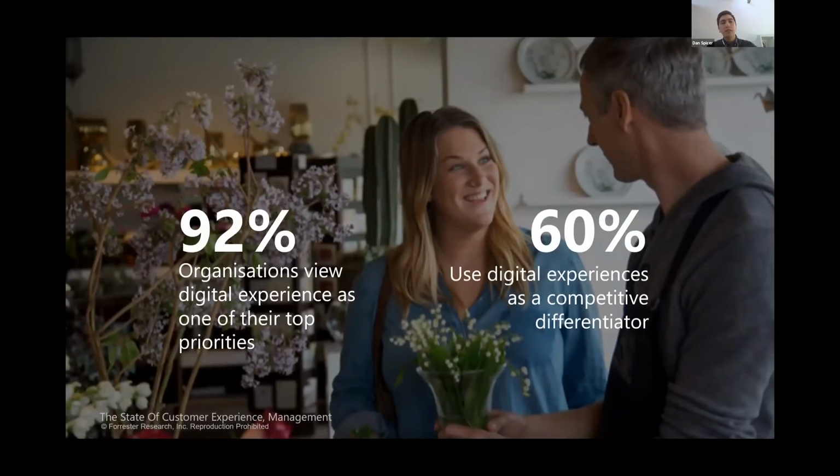And importantly, while that's important as well from a competitive stance, here's a report from Forrester which shows that 92% of organisations view digital experience as their number one priority. So in terms of your business strategy, we know as a business that we need to prioritise digital and digital marketing. And 60% actually use digital experiences as a competitive differentiator. So we offer the same products and services as our competitors down the road. However, we offer you a better digital experience. You can buy your products easier through our website. There's less friction to getting the information you need.